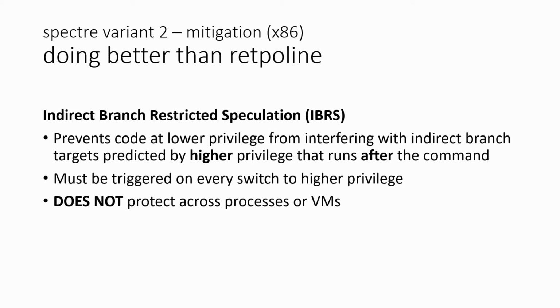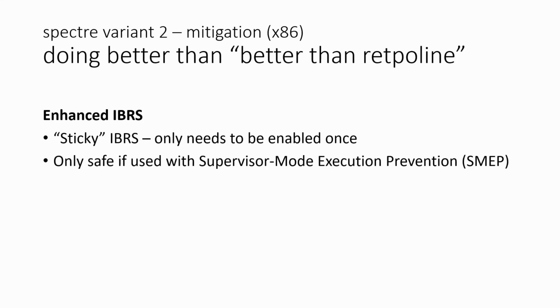Are we good? Well, it turns out that writing an MSR to trigger IBRS on every privilege transition is still not cheap. So some Intel processors now offer enhanced IBRS. This new and improved mode only needs to be enabled once. No more writing MSRs on every switch to higher privilege. And it still gives us all the STIBP magic.